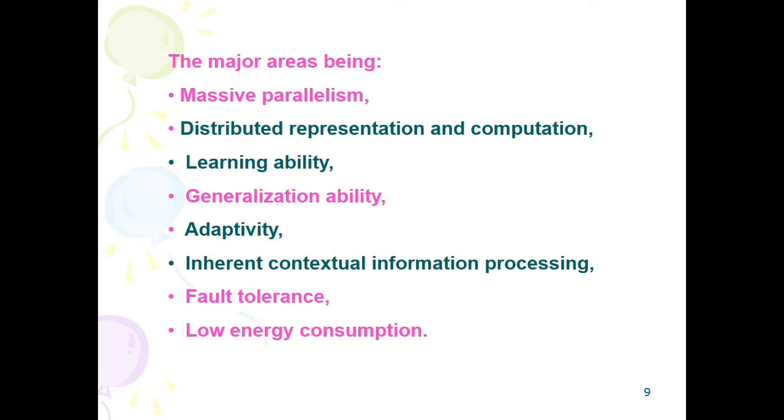It has to adapt to any kind of situation and inherit the information, contextual information processing, and it has to have fault tolerance. That was somewhat missing in artificial networks compared to the human brain. And also the energy consumption. Energy consumption has to be very low when processing the information.